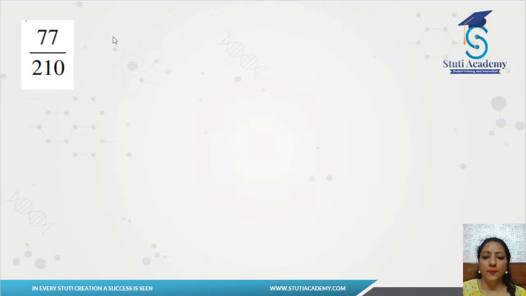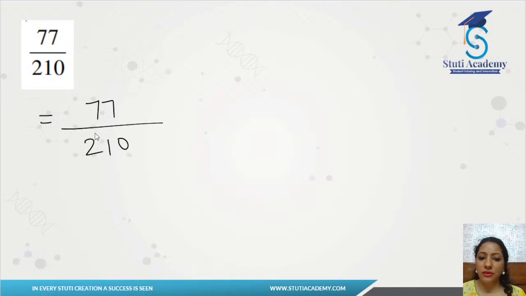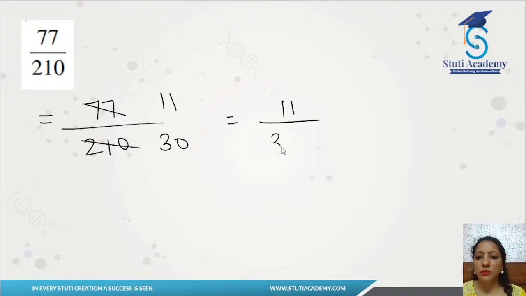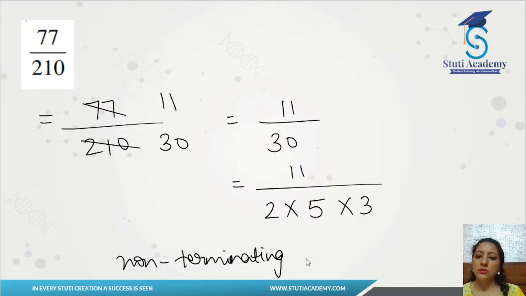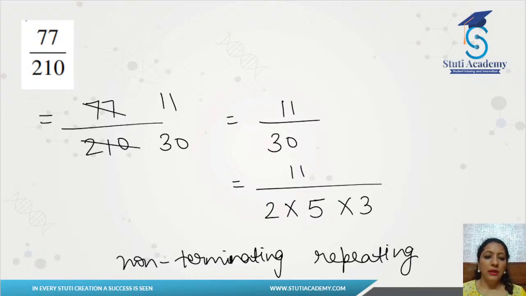77 upon 210. Now let's solve this one. In this case also, both numerator and denominator are divisible by 7. This will go 11 times and this is going to go 30 times. So we have 11 upon 30. We can prime factorize this 30. We can write this as 2 into 5 into 3. So the prime factors of the denominator here, we have 2 and 5 both, but then we have 3 also here. So that's the case of non-terminating repeating decimal expansion.